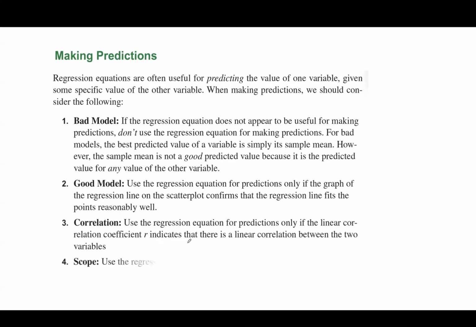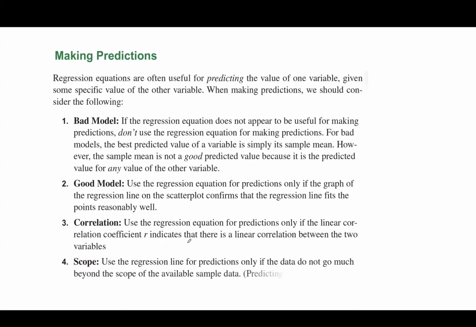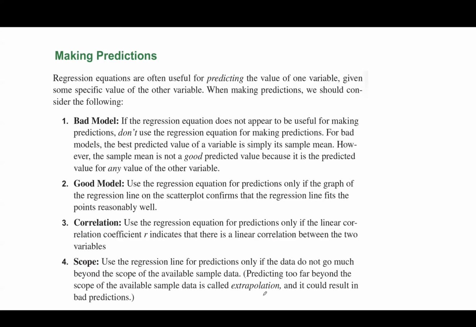And number 4, if we are looking at the scope, use the regression line for predictions only if the data do not go much beyond the scope of the sample data. Remember that predicting too far beyond the scope of the available sample data is called extrapolation, and it could result in bad predictions. So we can't just go far away from the data that we have because we have the danger of bad extrapolation.